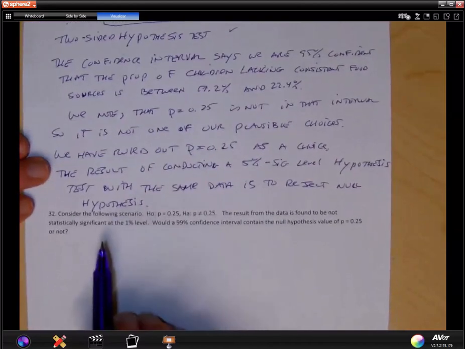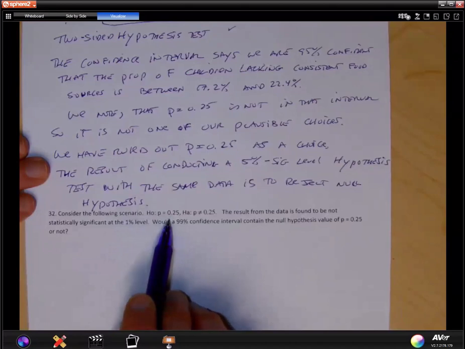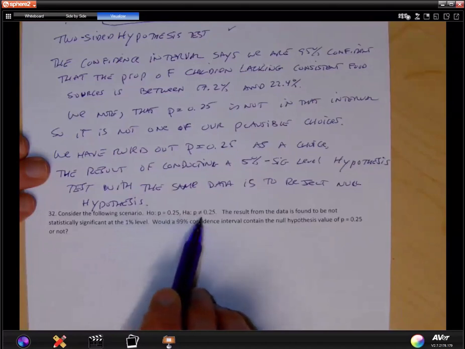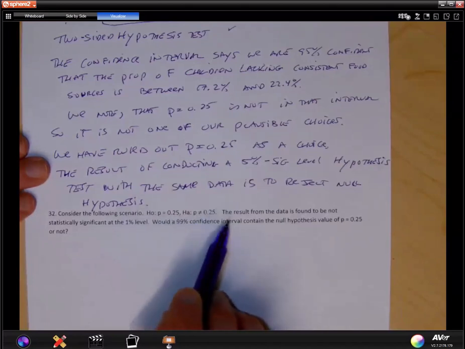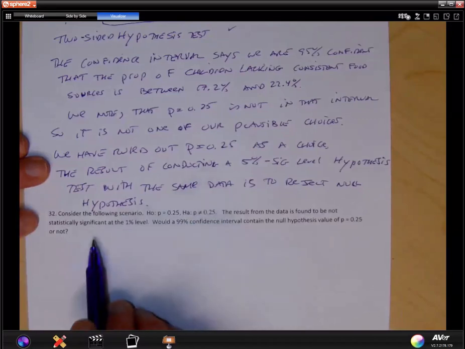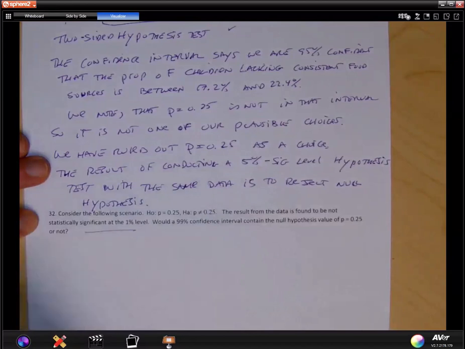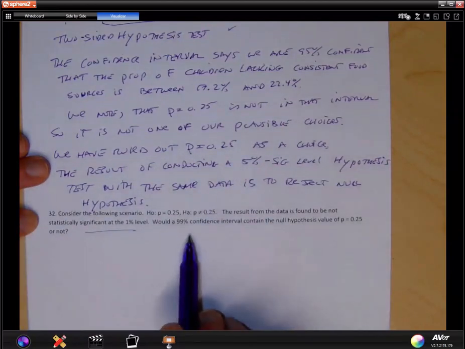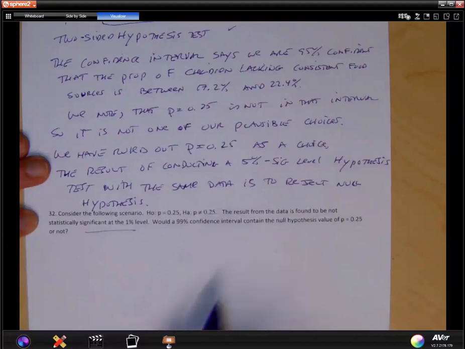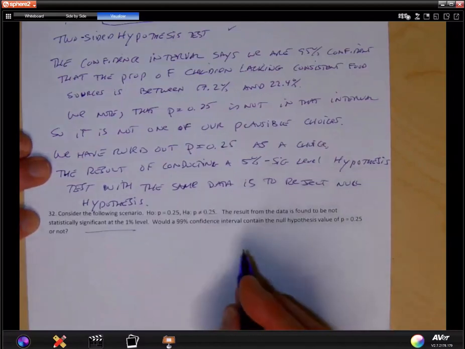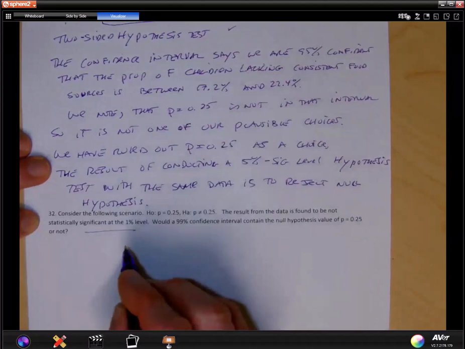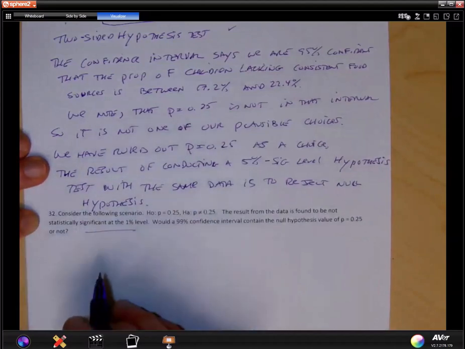One last one. Consider the following scenario: p equals 0.25, p does not equal 0.25. The result from the data is found to be not statistically significant at the 1% level. So now at the 1% level, it's not statistically significant. Would a 99% confidence interval contain the null hypothesis of p equals 0.25? Again, we're turning this whole thing backwards, just so we can see it from the other perspective.